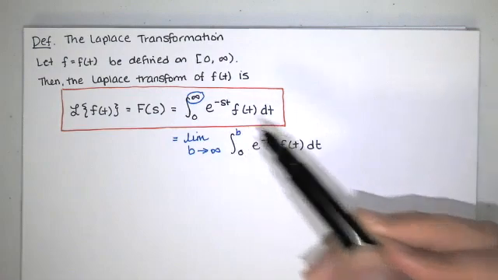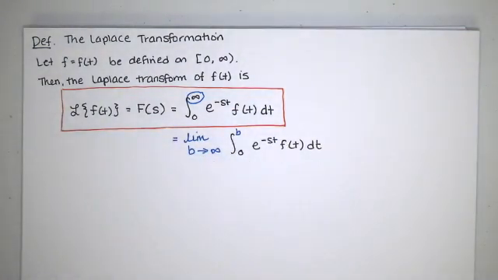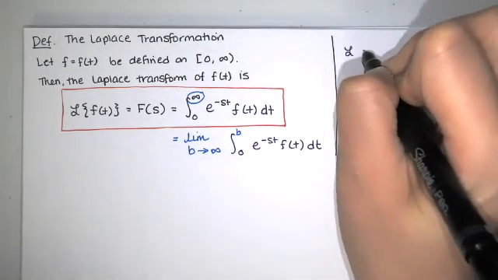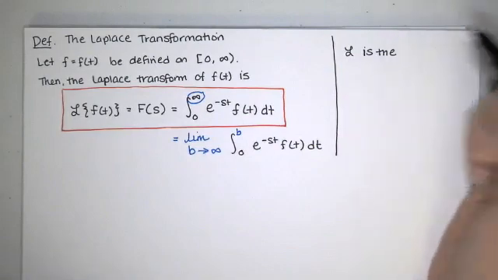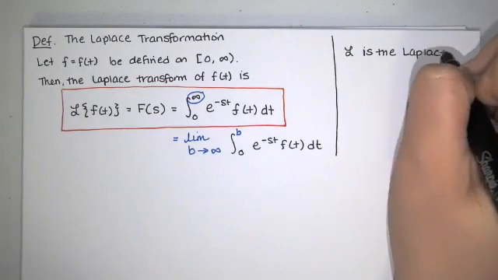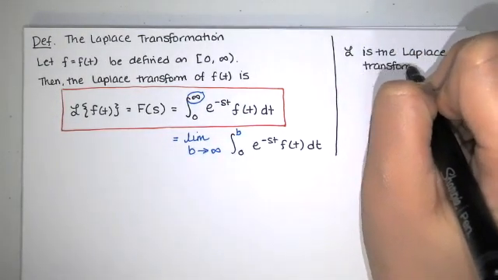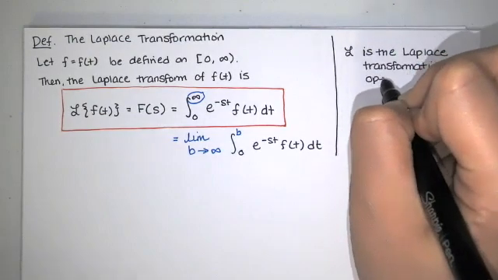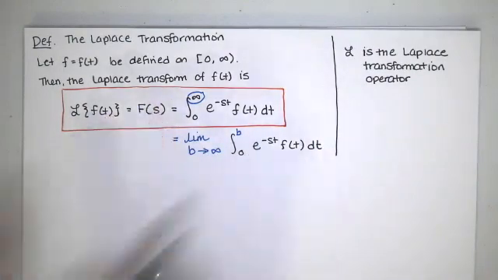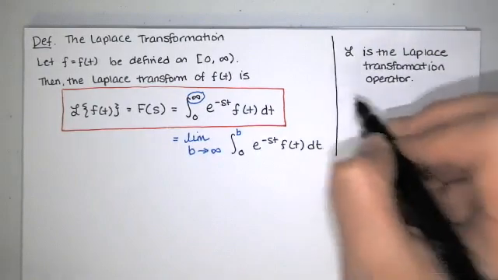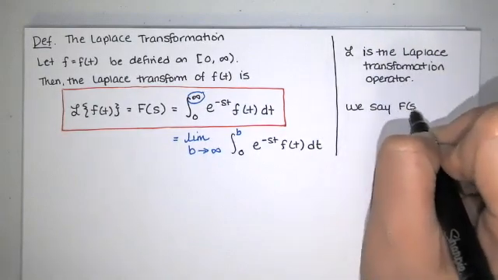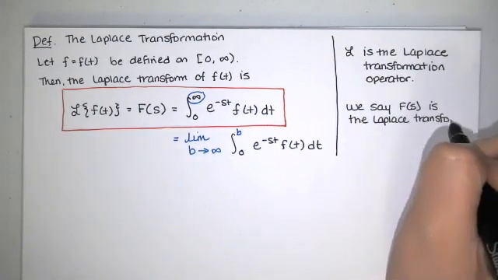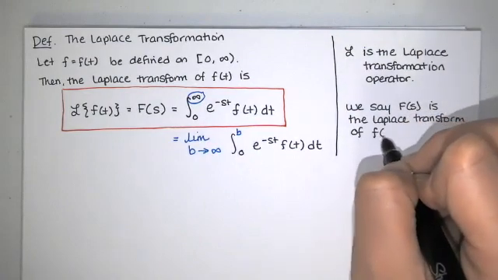And in practice, we're going to evaluate that this way. We say that L is the Laplace transformation, and that's a Laplace transformation operator. A transformation and an operator are the same thing. So this is operating on a function of t and giving us a function of s back. We say that F of s is the Laplace transform of little f of t.